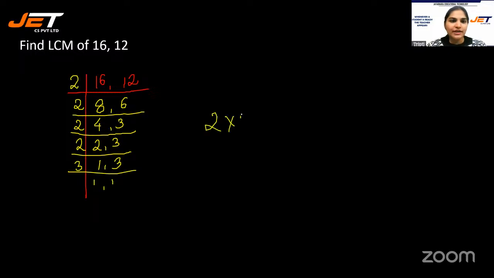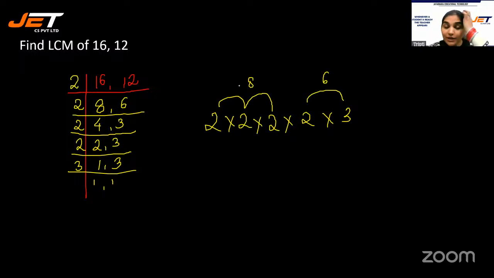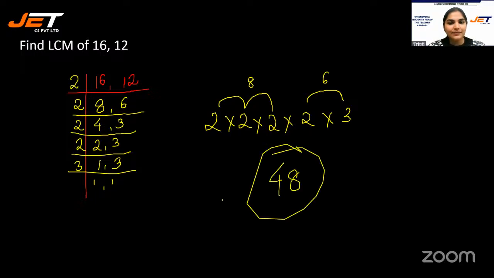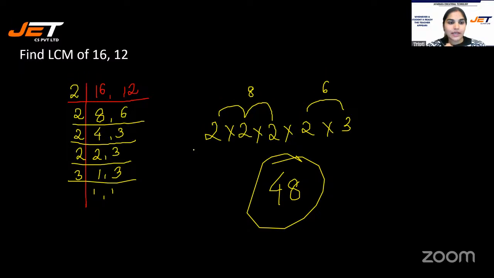So 2 times 2 times 2 times 2 times 3. 2 times 2 is 4. 4 times 2 is 8. Okay. And 2 times 3 is 6. You can do it in parts also, like 8 times 2 is 16, then 16 times 3. Instead of that, you can do like 2 times 2 is 4, 4 times 2 is 8, and then 2 times 3 is 6. 8 6s are 48. 48 is the answer. The LCM of 16 and 12 is 48.